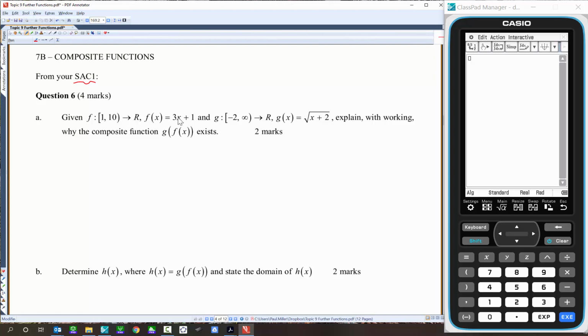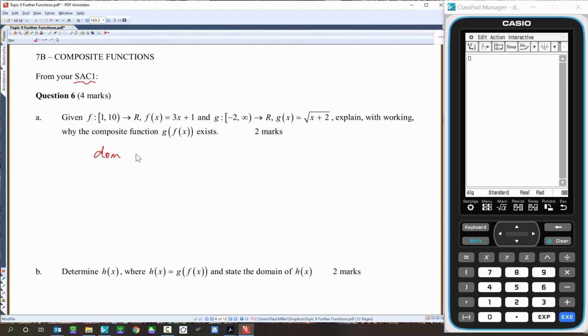So we've got a function, a linear function defined over this domain, and another function, a square root function. Explain with working why the composite function exists. So why am I allowed to compose this? Well, the basic process for working out whether you can compose a function will revolve around, first of all, writing the domain and range of each of the functions.